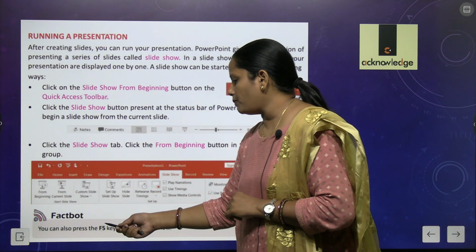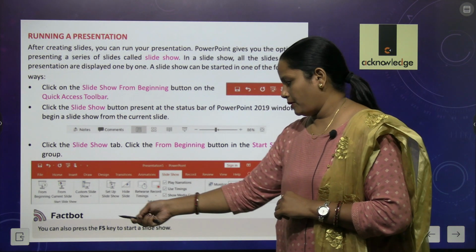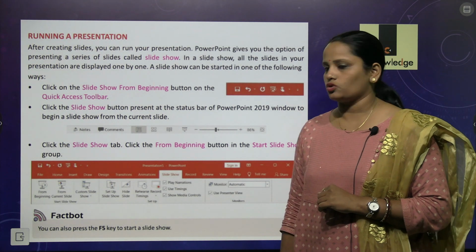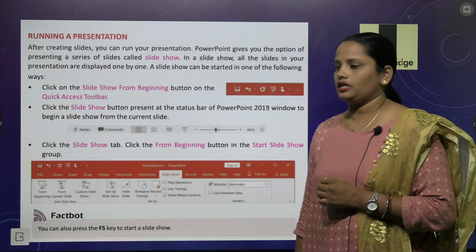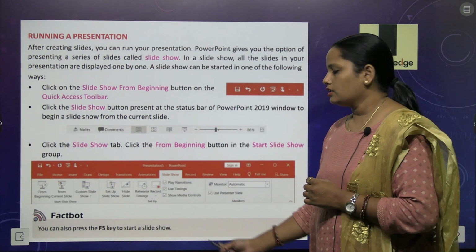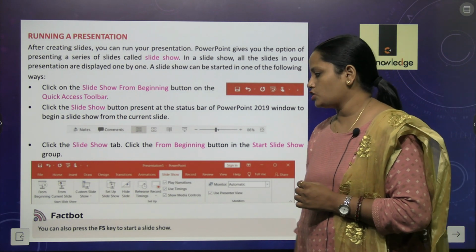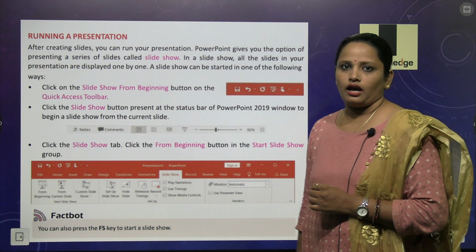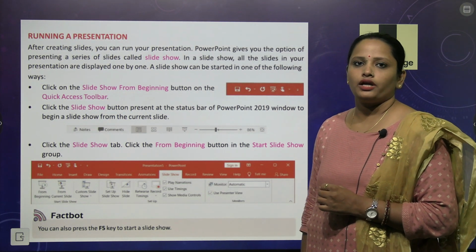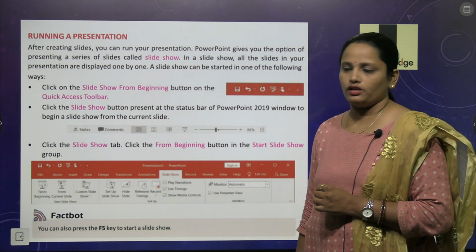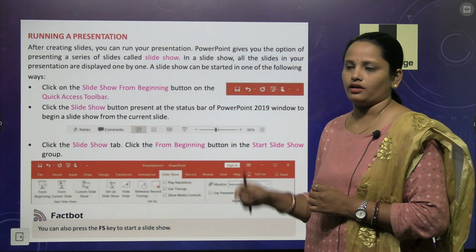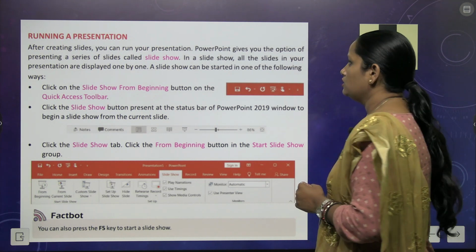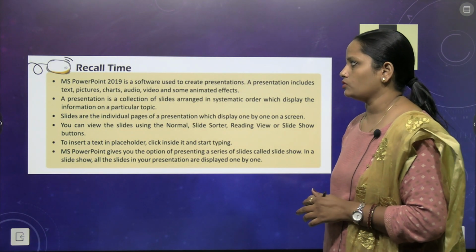You can also press the F5 key to start a slideshow. So there is a shortcut key given to start the slideshow, and that shortcut key is F5. Function key, F5 key we have to press. By pressing it, what will happen? The slideshow will start. So it is the shortest way of doing the slideshow.